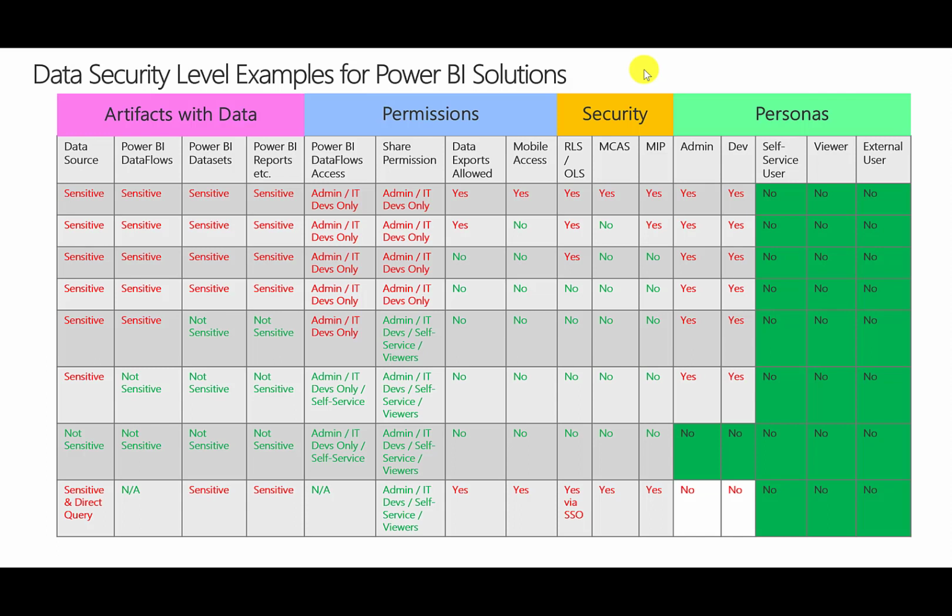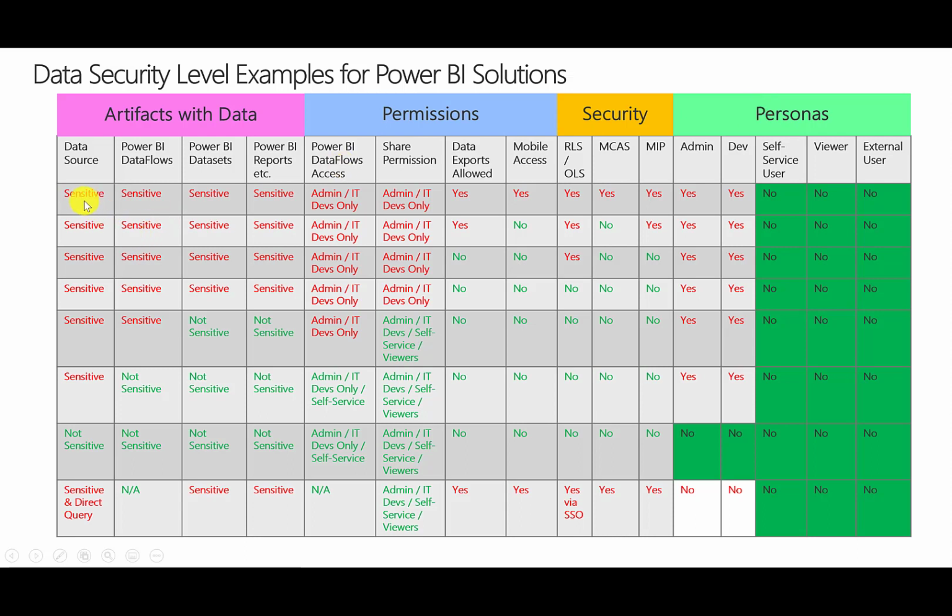Finally, let's review some security architectures using these different options that could be applied to different solutions in Power BI. So you'll see that I broke this grid into a couple different categories. These first four columns are the different types of artifacts that have data in them. The second column would be the permissions to those artifacts. The third column is looking at some different security capabilities that could be applied to these solutions. And then fourthly is the different personas and whether or not sensitive data would be protected for those personas.